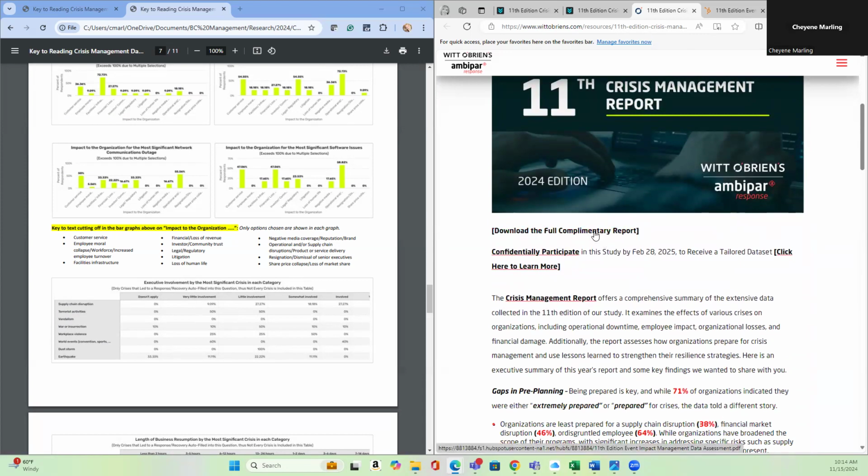For those people who did not receive a dashboard and you still want to receive a dashboard, the study does remain open until February 28th, 2025. So here someone could still confidentially participate, and we'll be monitoring new participants and sending out the dashboard links and the keys to anyone new who participates up until February 28th, 2025.